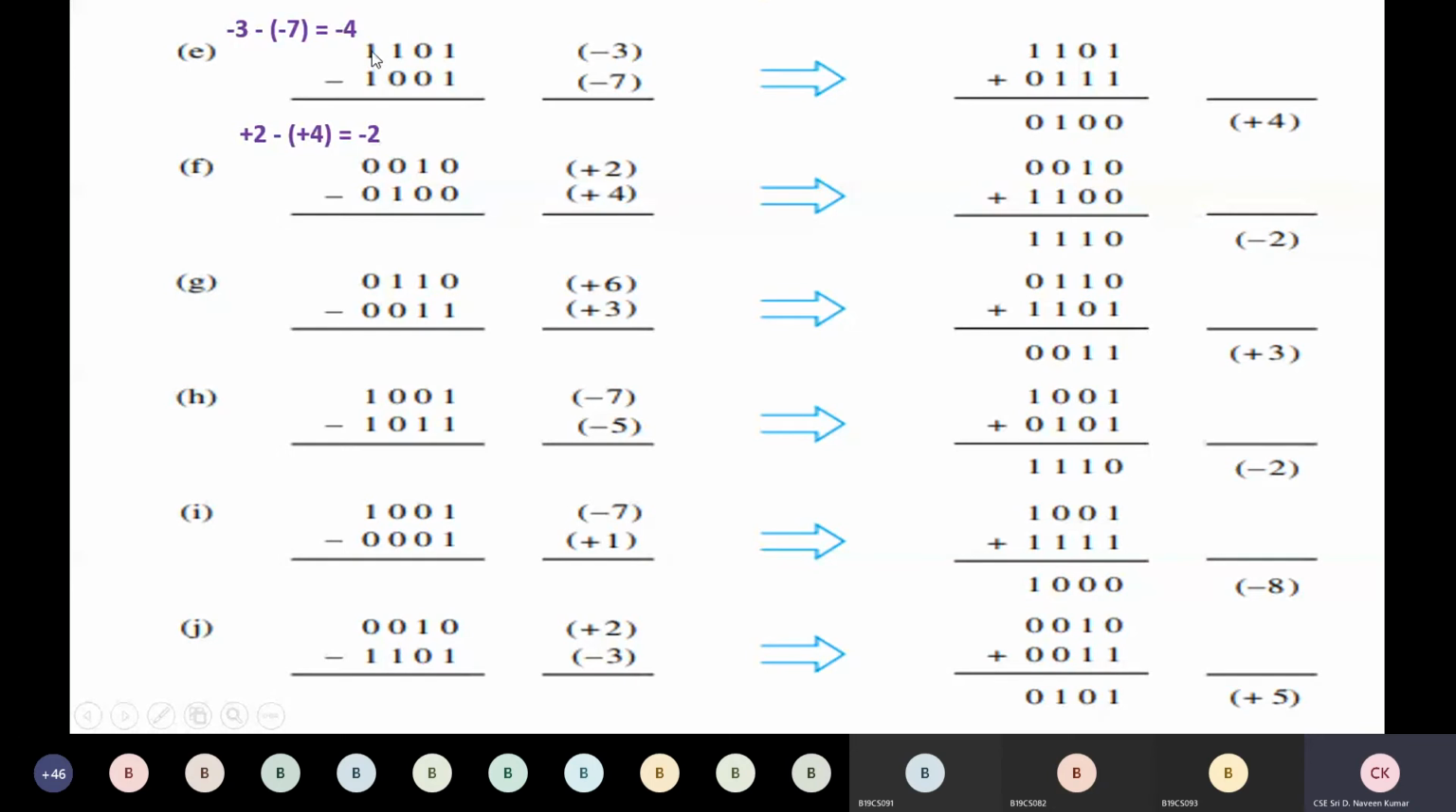Minus 3 in 2's complement is represented in this way, and minus 7 in 2's complement is represented in this way. If you want to subtract this number from this one, first we need to find the 2's complement of this number. The top value will not change, only the bottom value we change by finding the 2's complement, and then we do the addition here.